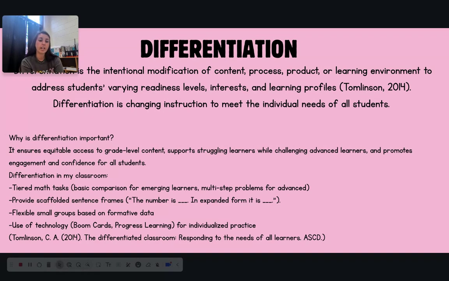So some differentiation that I use in my classroom is I use flexible small groups based on formative data from the lessons. I try to do tiered math tasks. So I'll do basic comparison for emerging learners, multi-step problems for some advanced learners. I try to provide scaffolding sentence frames, sentence starters for some of my lower writers. For example, the number is blank, and I expanded it into blank. And then I also use technology, Progress Learning. They can get on my study plan, and it's individualized to each student's needs.